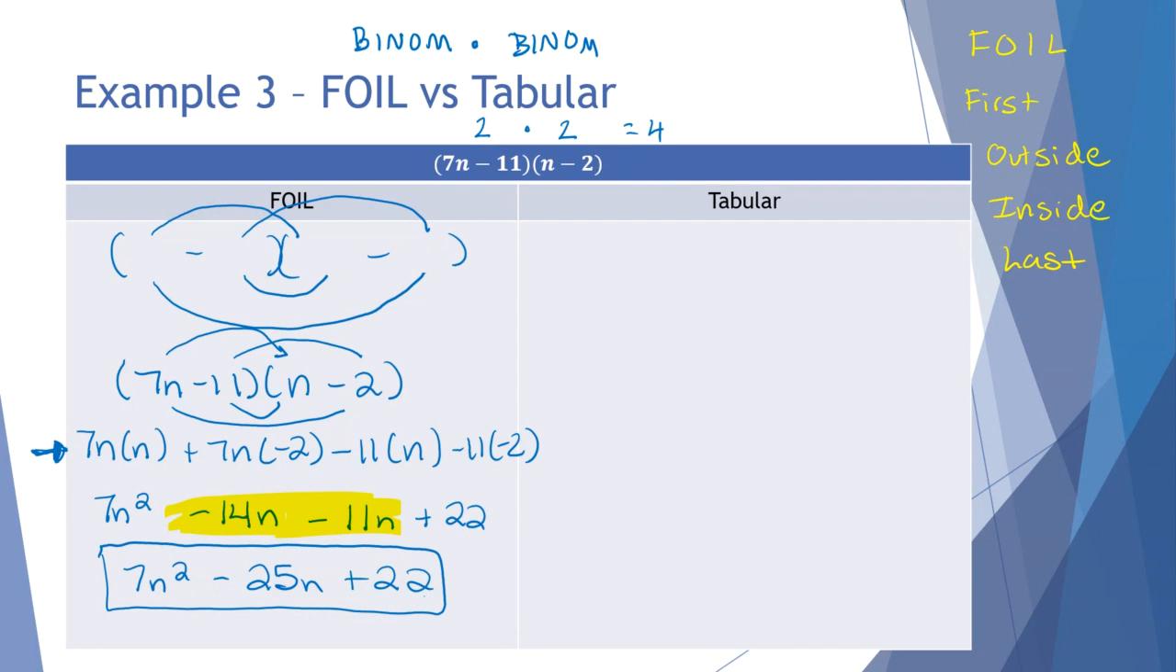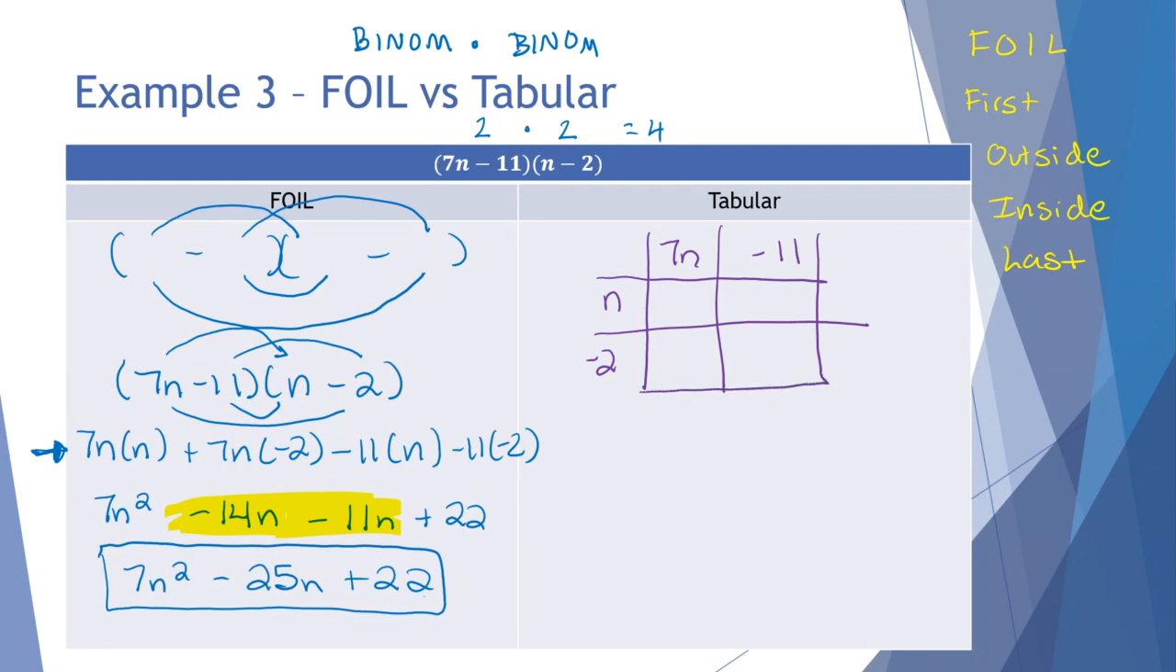So doing the same problem with the table method, since these are the same size, it doesn't matter which one goes across and which one goes down. So I'm going to just do 7n minus 11, and then n negative 2. And then I'm going to make my table. And so you can see there's going to be 4 terms when I multiply that out.